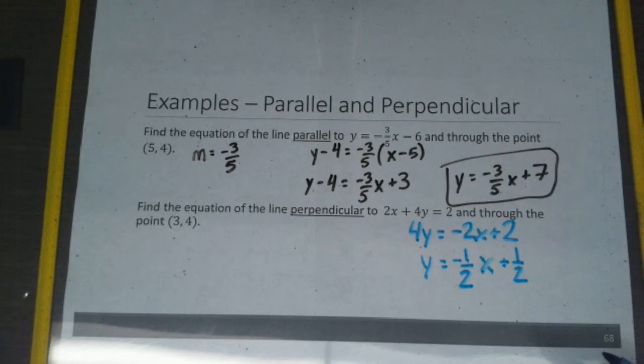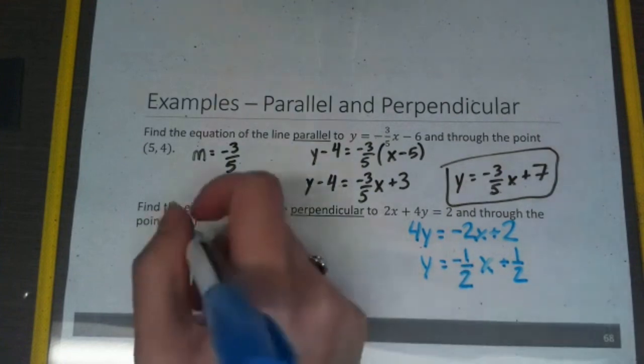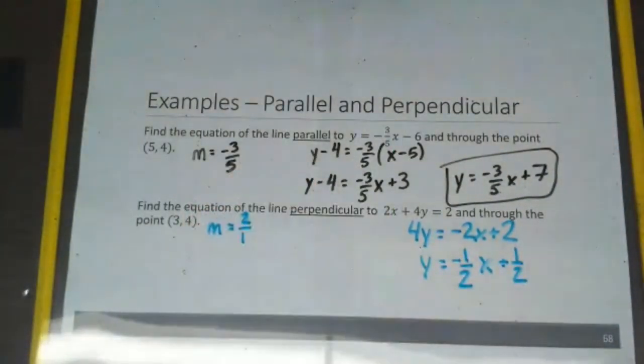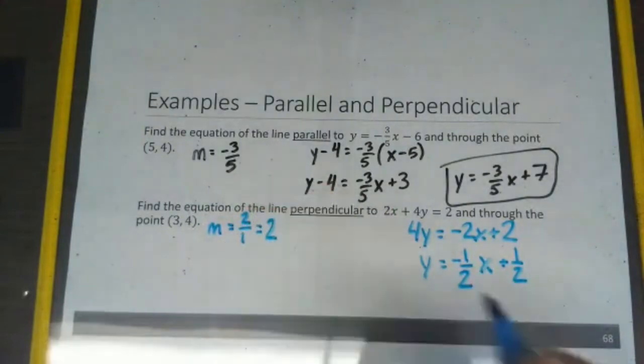I want to go perpendicular to it, so I need to flip the fraction and change the sign. So I flip it, and the 2 goes to the numerator, the 1 goes to the denominator. Change the sign, it was negative, so now it's positive. So my slope is going to be a positive 2/1, which is just 2.